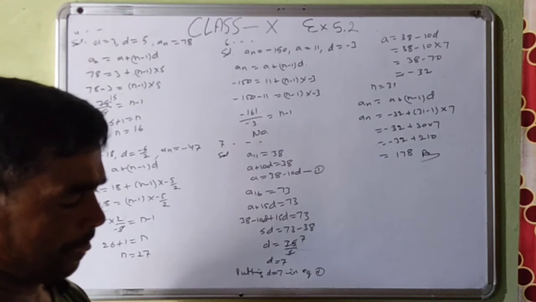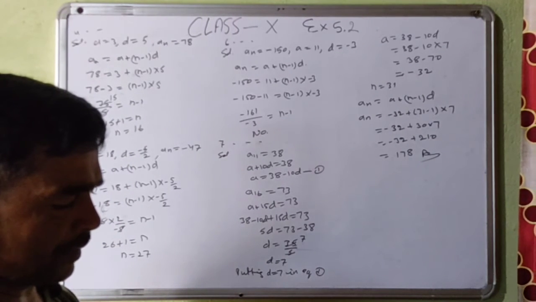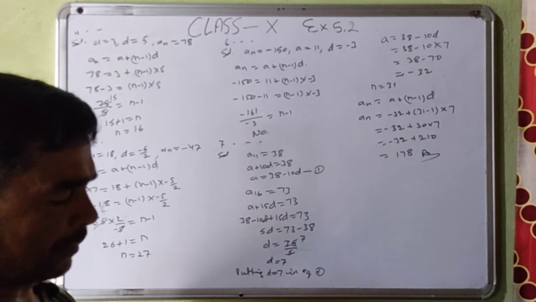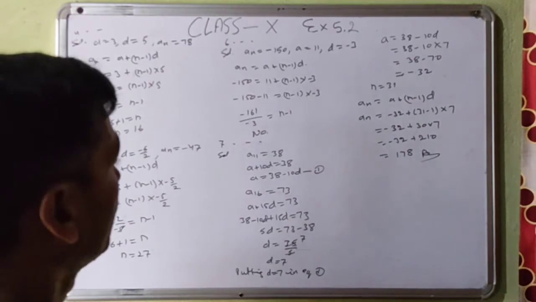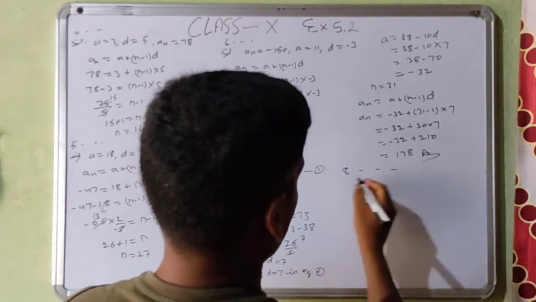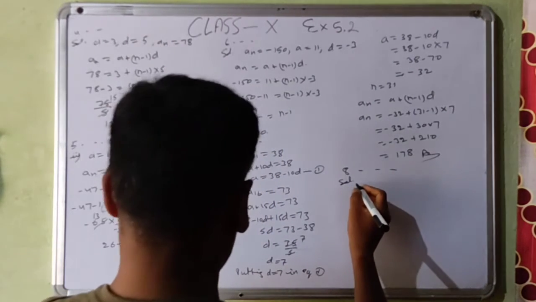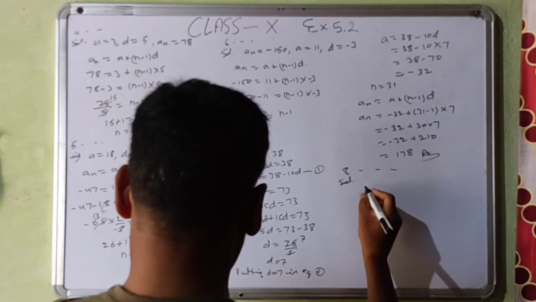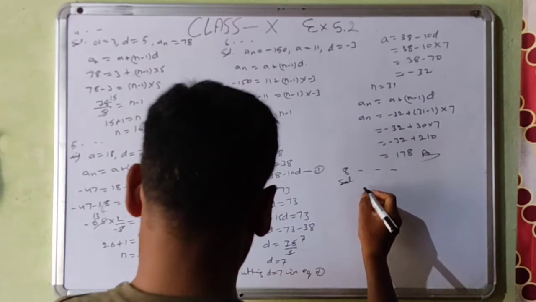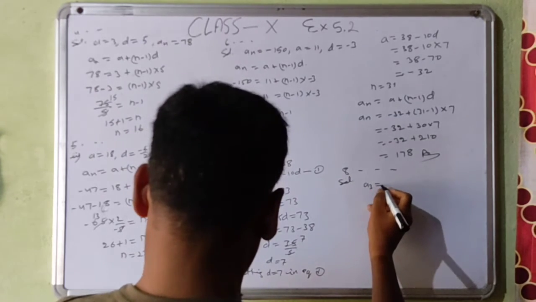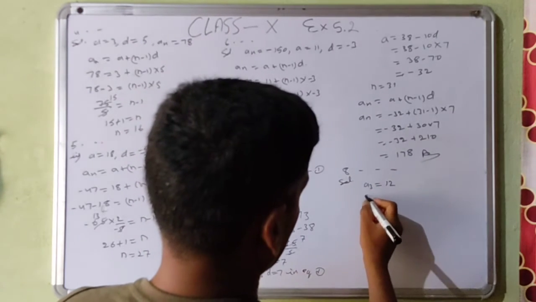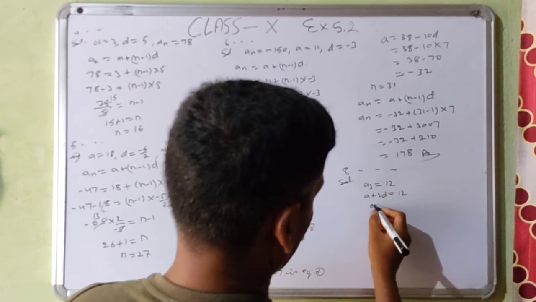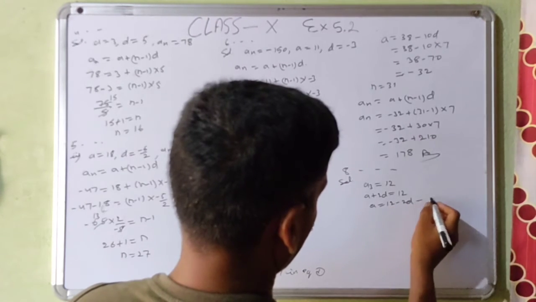Then, an AP consists of 50 terms. The third term is 12 and the last term is 106. Then find the 29th term. So here you will write it yourself in the 8th question and solve it by yourself. Then A3 is equal to 12. So A plus 2D is equal to 12. So A is equal to 12 minus 2D, the first equation.